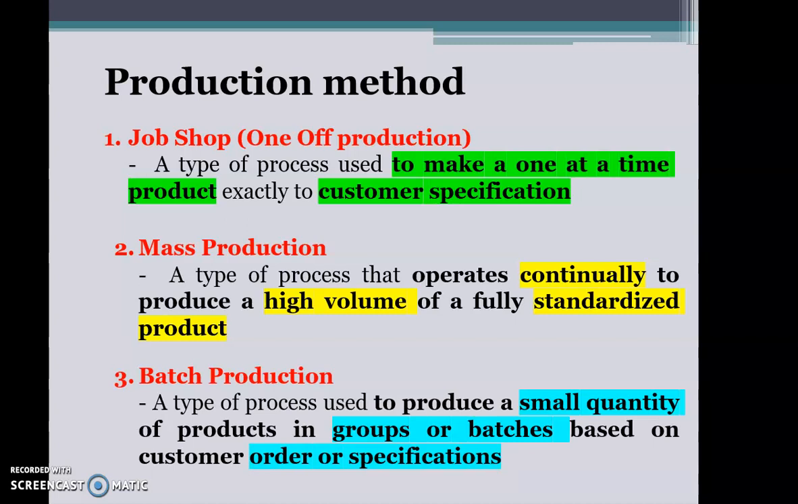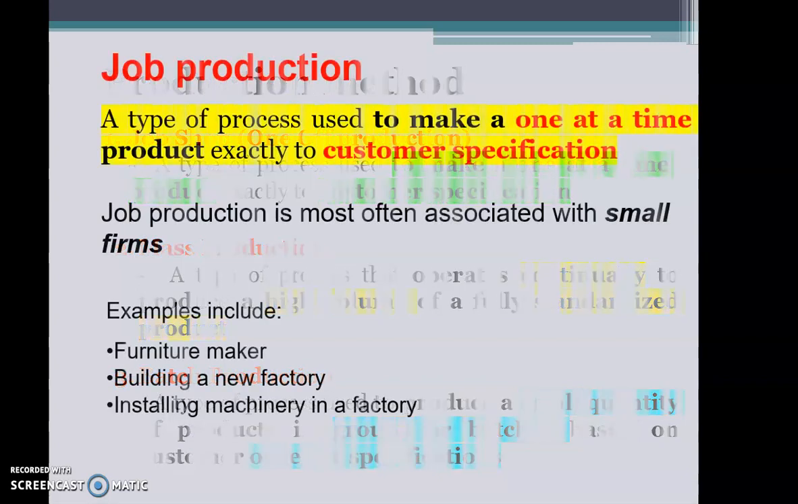And the third one is batch production. The keyword that you have to look for is to produce a small quantity in a group of batches based on the customer order or specification. So if you can see, batch is actually in between the job shop and mass production. The keywords are small quantity, a group of batches, based on customer order and specification.